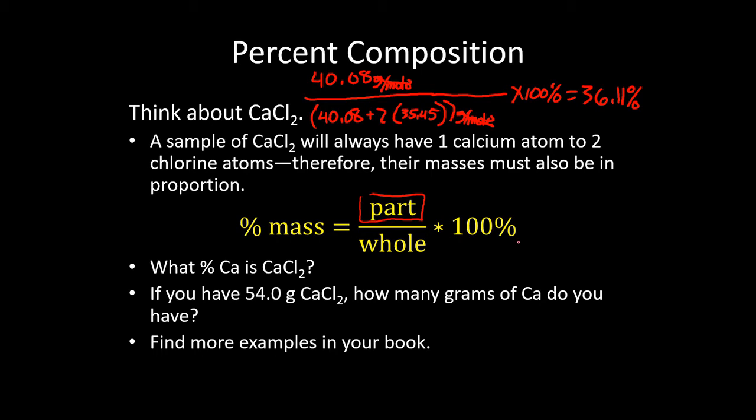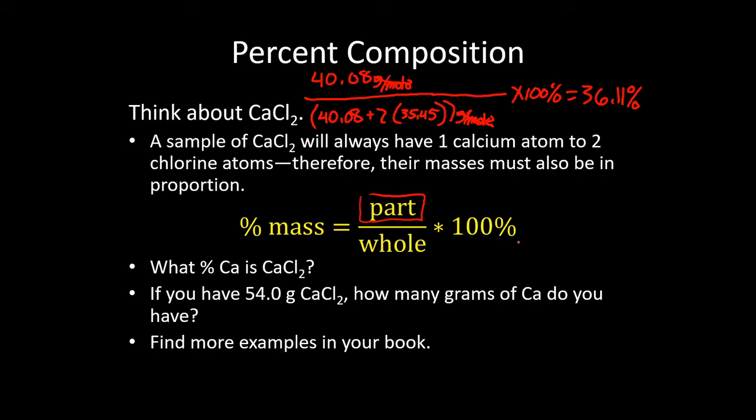So for any sample of calcium chloride, 36.11% of that mass is due to the calcium, no matter what the size is. The other 63.89% would be chlorine, since those are the only two things in the molecule, so whatever's left over would be the amount for the chlorine.